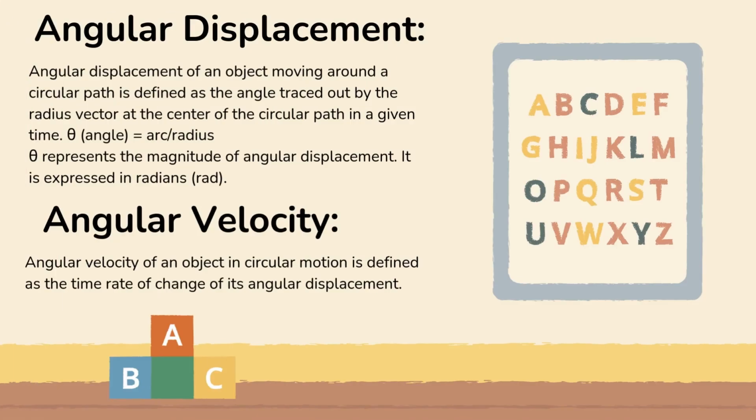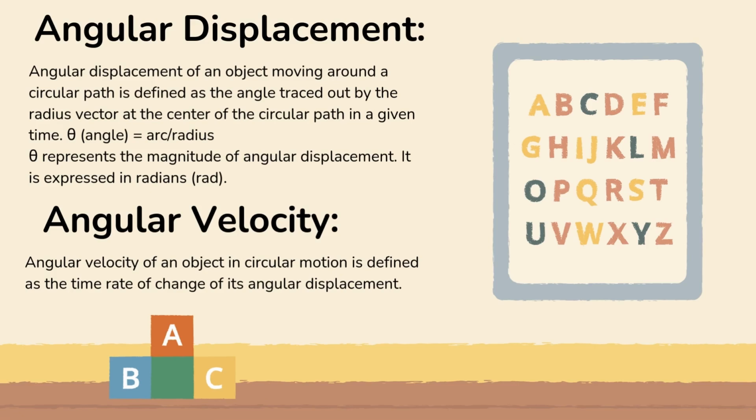Angular displacement of an object moving around a circular path is defined as the angle traced out by the radius vector at the center of the circular path in a given time. Theta, the angle, is equal to arc over radius. Theta represents the magnitude of angular displacement. It is expressed in radians, rad.